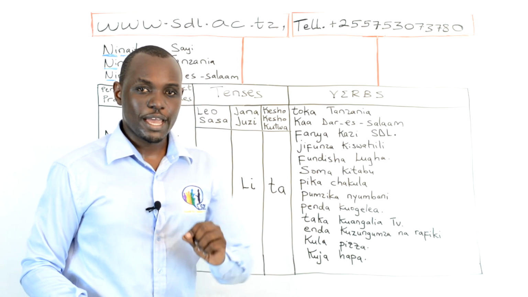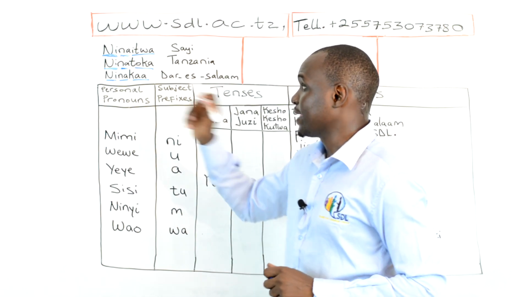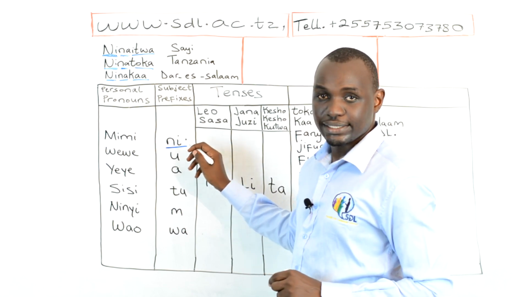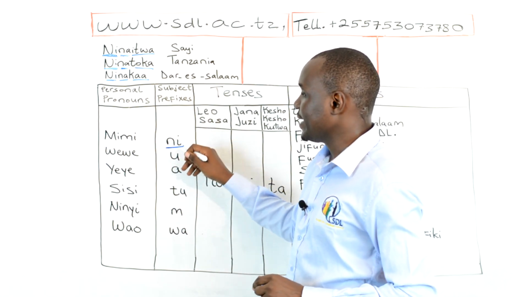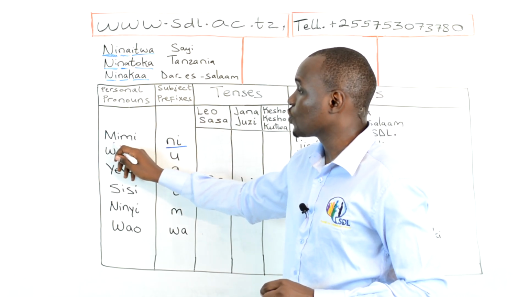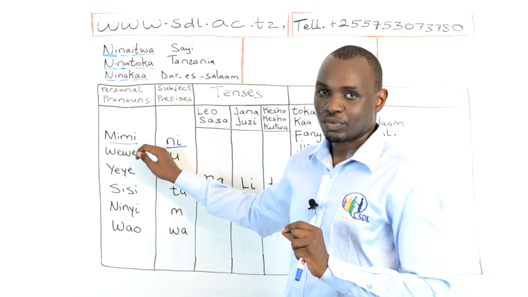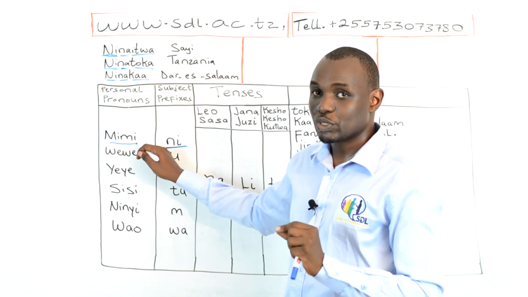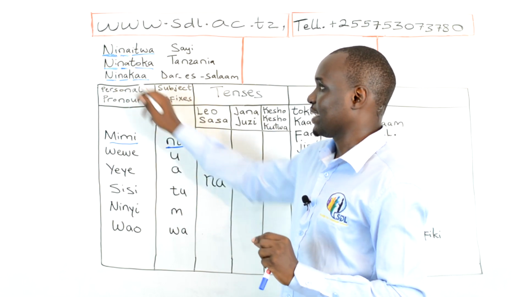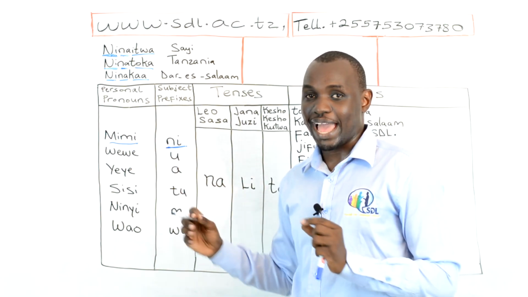So starting with ni here, ninaitwa. From ninaitwa, starting with ni. The chart tells us that ni is the subject prefix. Subject prefix is here to represent person pronouns. Mimi, what is the mimi? Mimi means I. When you write your sentence, you write ni first, like here, ni. So you imply mimi, which is I.